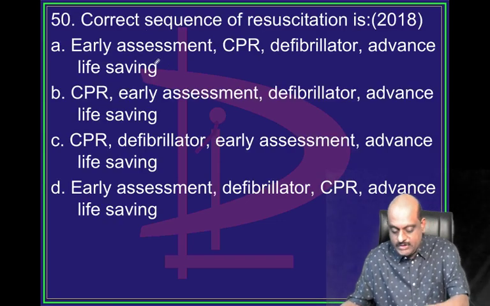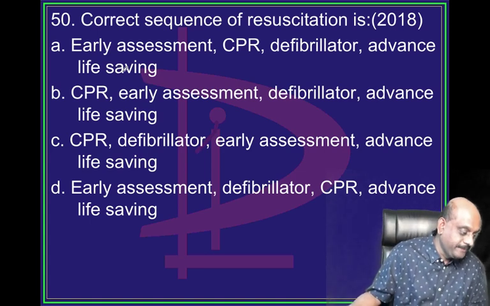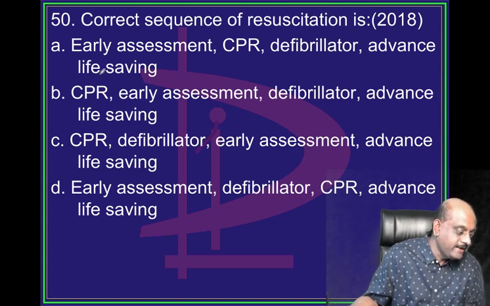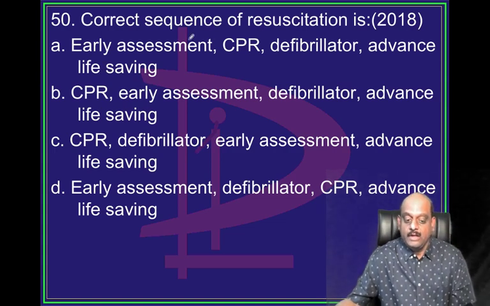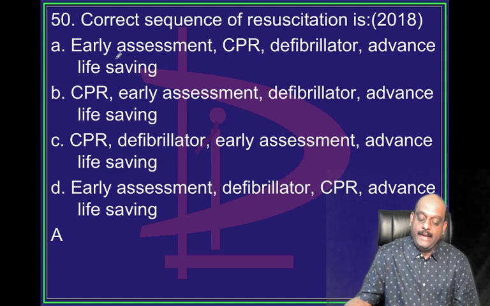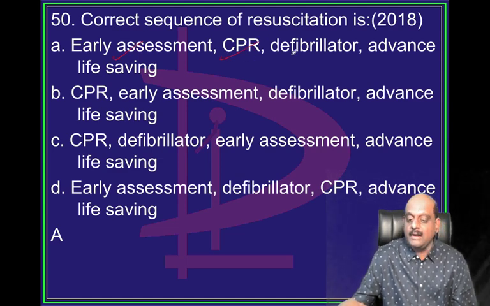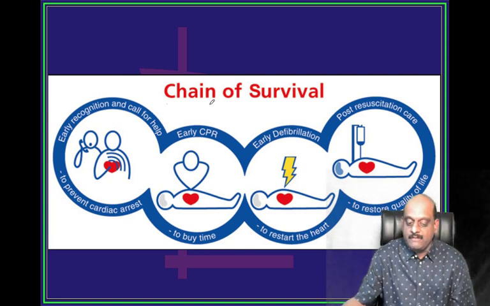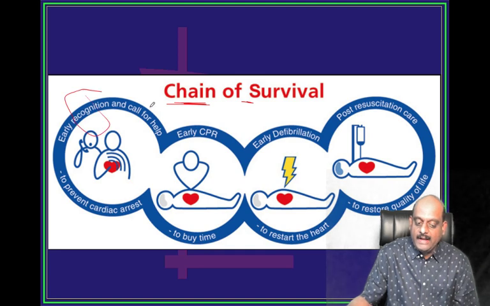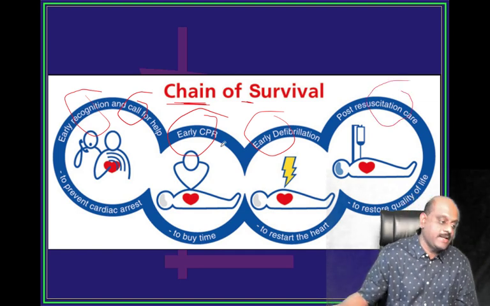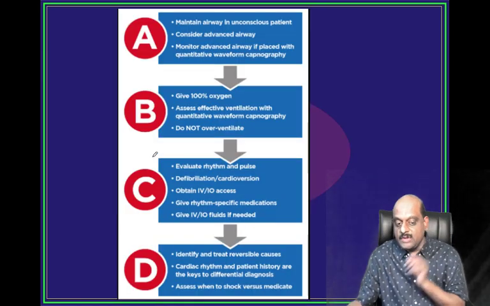Now, doctor, the next topic is CPR. What is the correct sequence of resuscitation? Early assessment, CPR, defibrillation, and advanced life saving is what you need to remember. The chain of survival is called early recognition and call for help, early CPR, early defibrillation, and post-resuscitation care. That is the sequence that you need to remember.